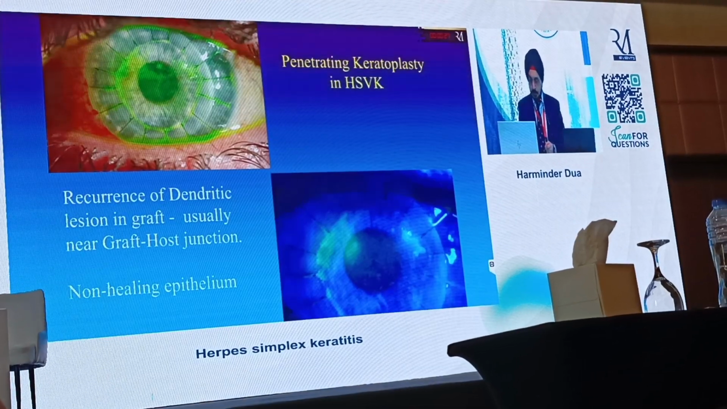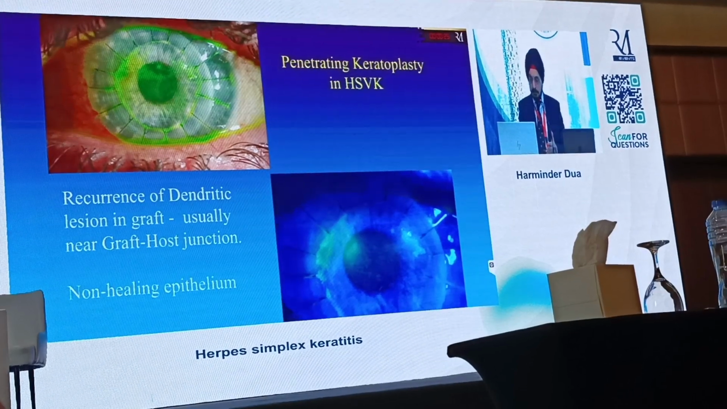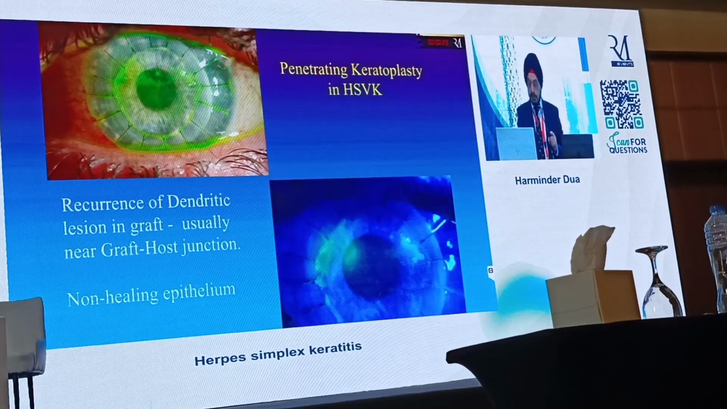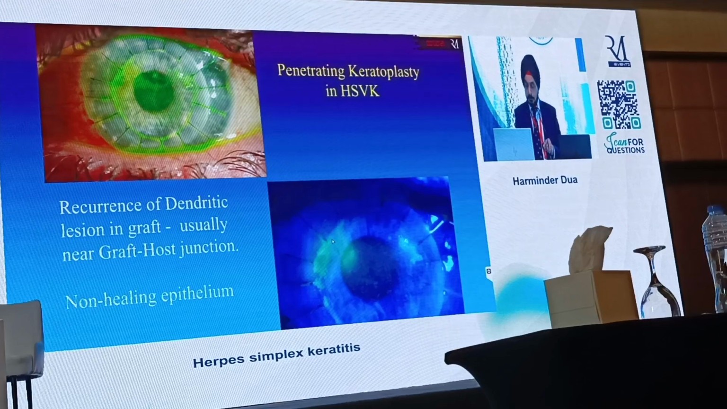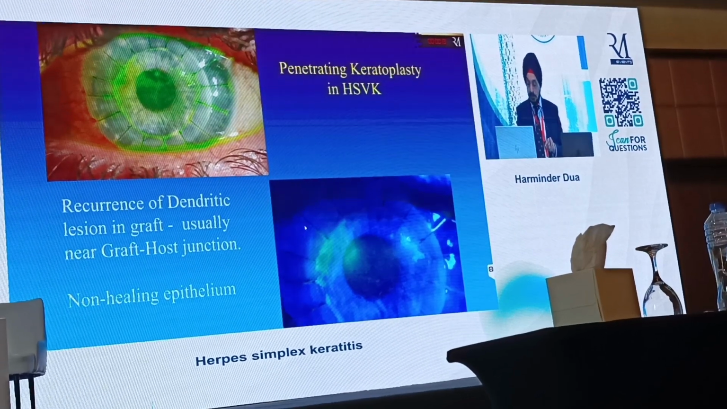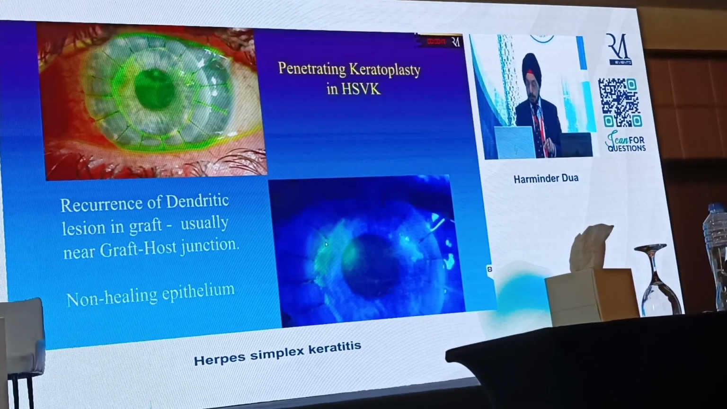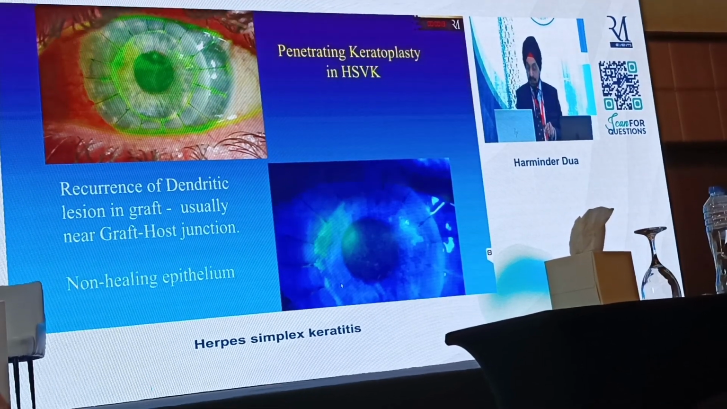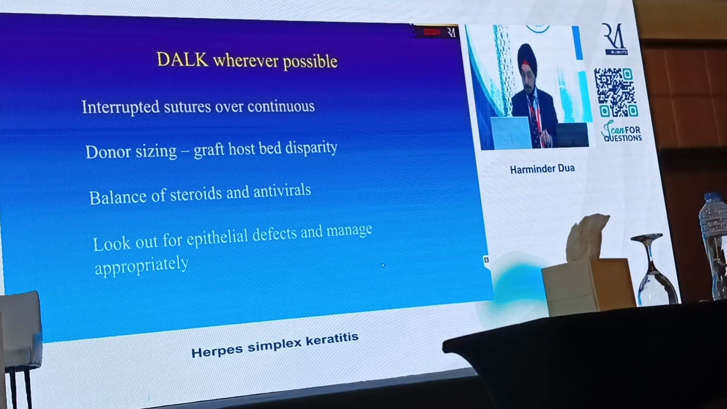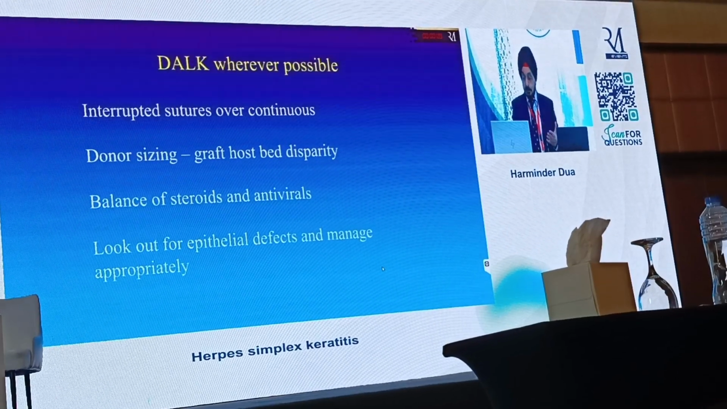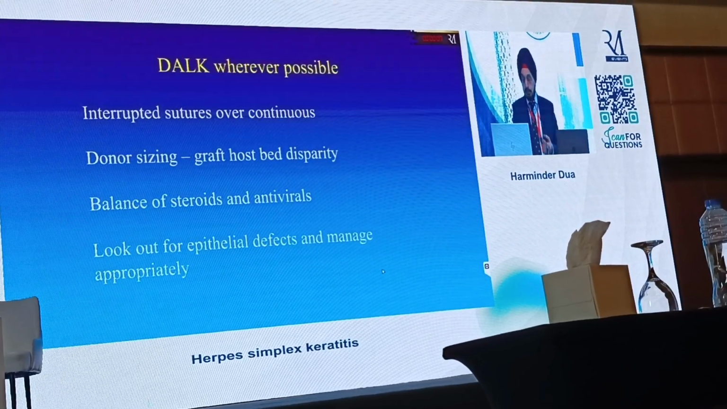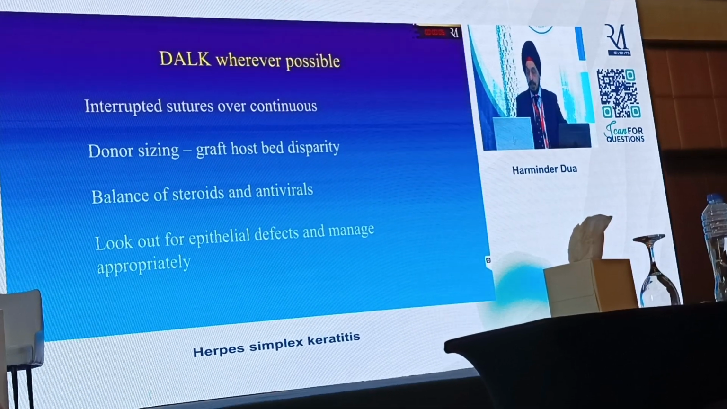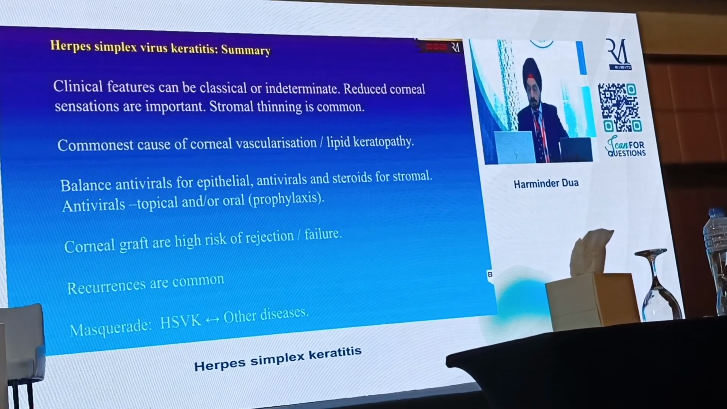Just to finish off, when you do a corneal graft, look for recurrence of dendrites not in the center but in the graft-host junction, because all those nerves have been cut. The nerves are coming only up to here. They're shedding along the nerves, so you see recurrence in this region, not in the center, in the early stages. If you're going to do a graft, think of DALK and not PK, and use interrupted, not running stitches.